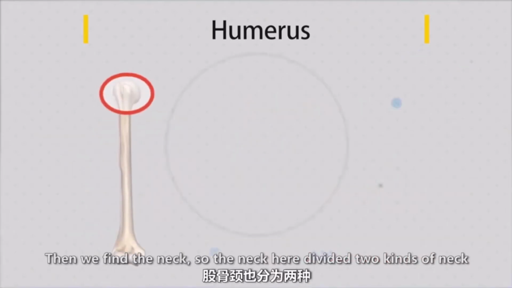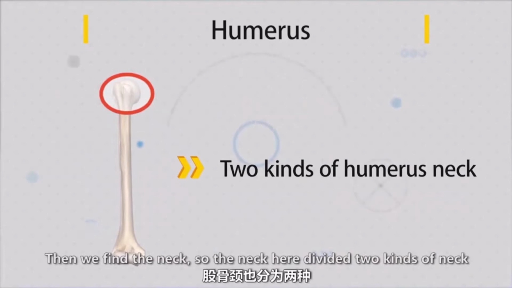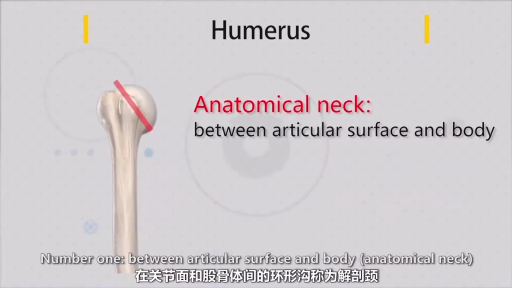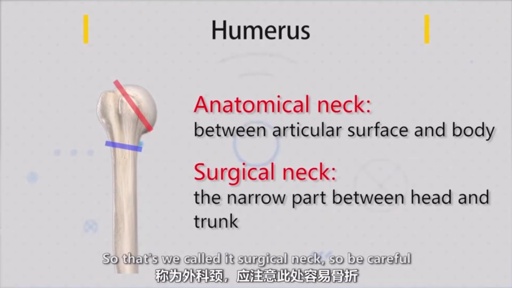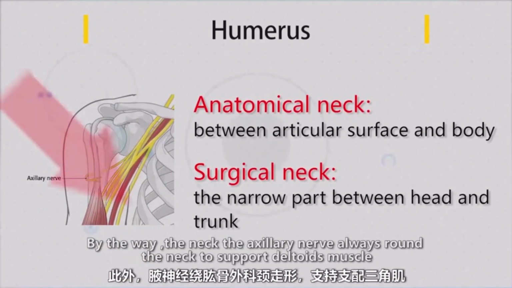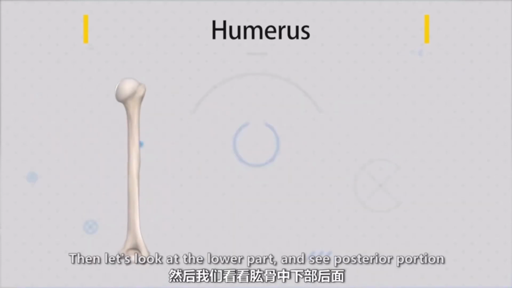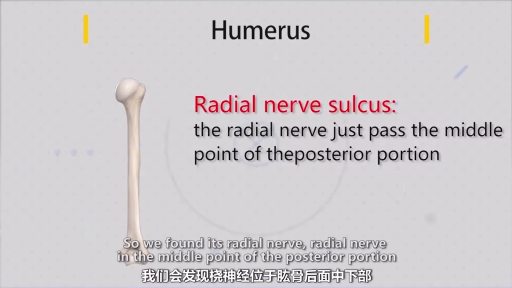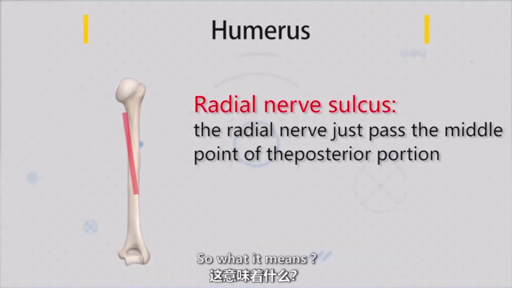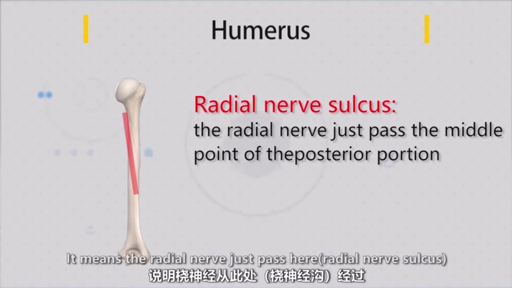We find the neck, and here we divide it into two kinds. Number one, next to the articular surface and body, is the anatomical neck. Number two is the narrow part below the head and tuberosities, which is easily broken, so we call it the surgical neck. Be careful: the axillary nerve always goes around the neck to supply the deltoid muscle. Then looking down at the posterior portion, we find the radial nerve sulcus, at the middle point of the posterior portion. It means the radial nerve passes through here.